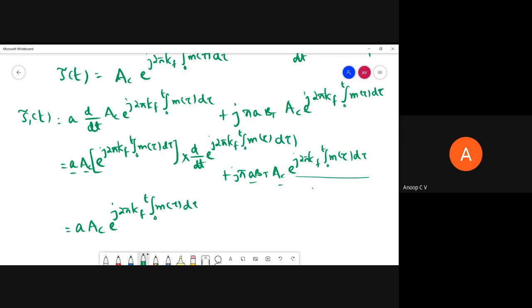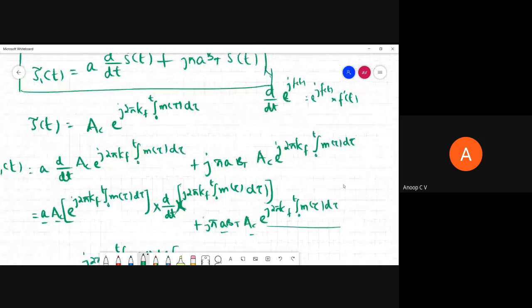It's common, right? So then in the first term, what is remaining? d/dt of e^(j 2 pi k_f integral 0 to t m(tau) d tau). So what will be that? No, not this e power j. It is derivative of, right? It is the derivative of only the argument of that e power j. I wrote e power by mistake, that is not there. So just refer back to the property I told: the derivative of e^(j f(t)) will be e^(j f(t)) times the derivative of f(t), that is f'(t), right?